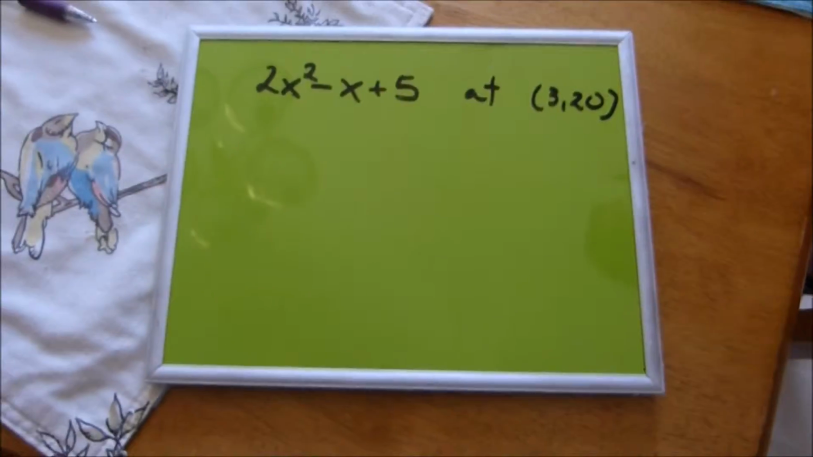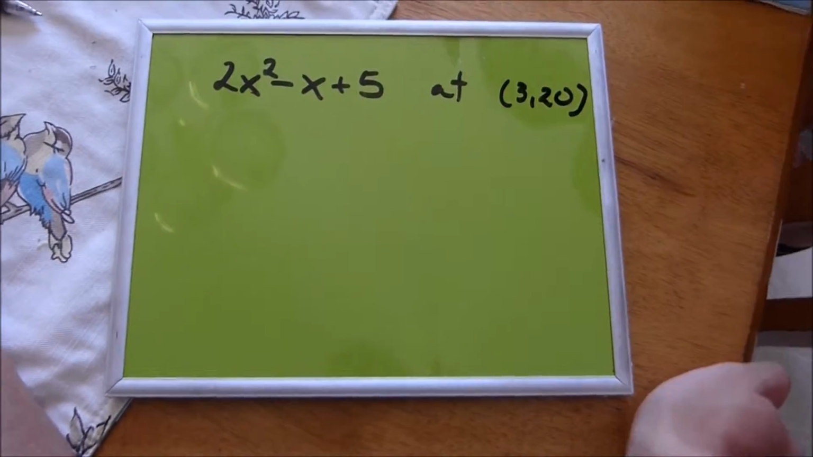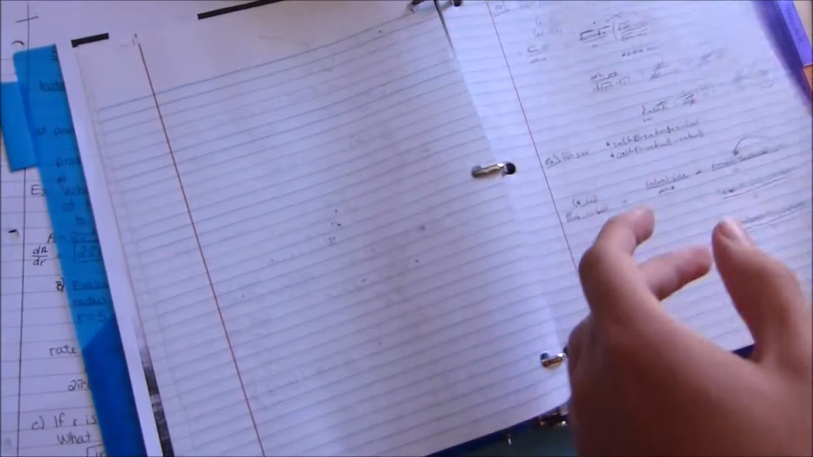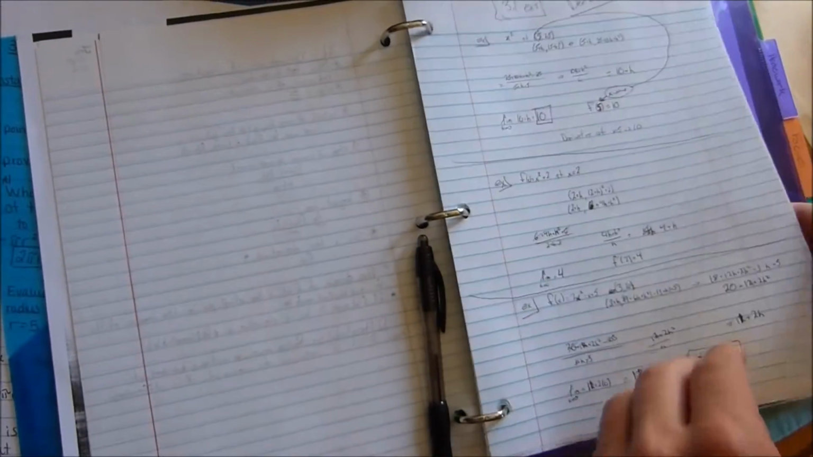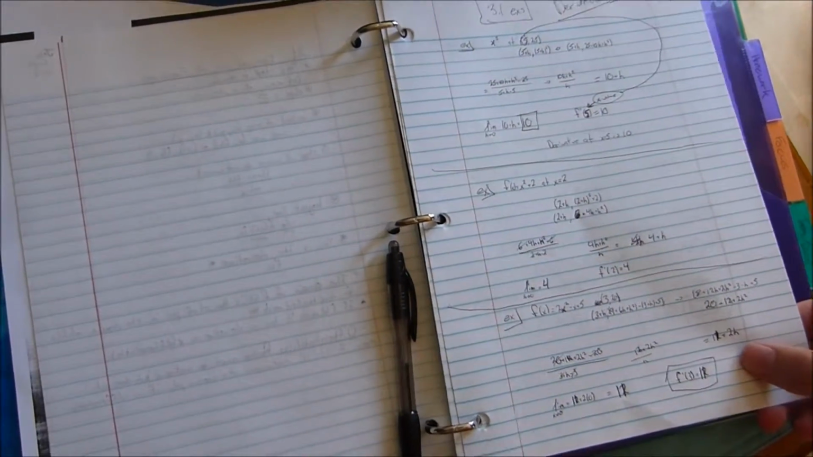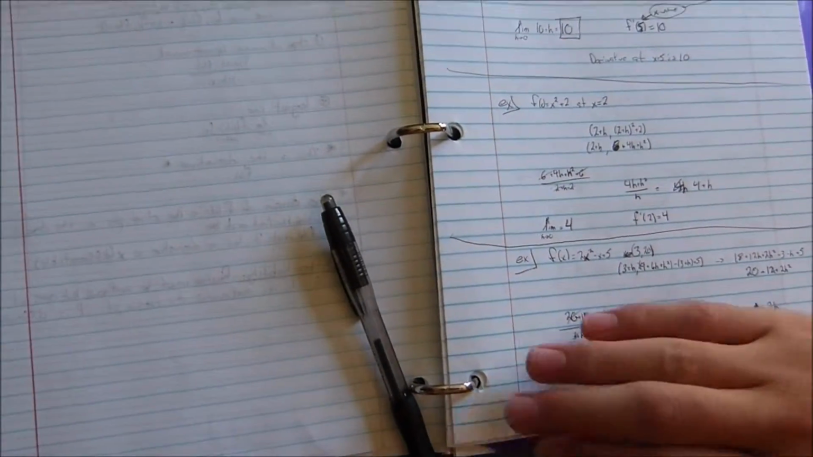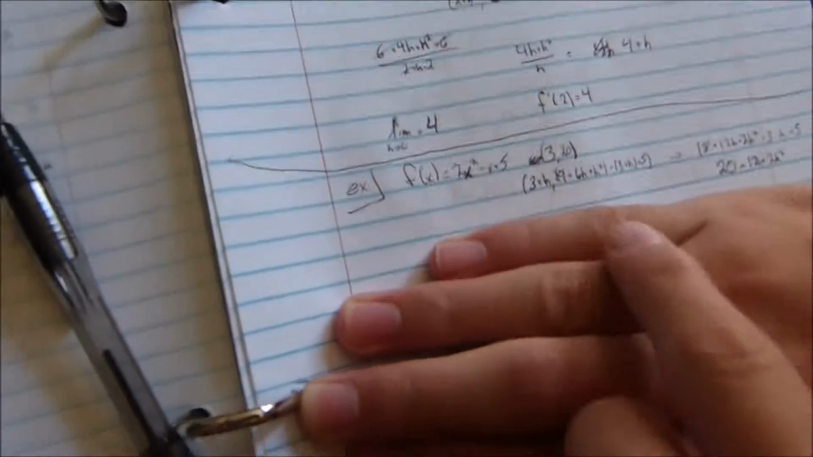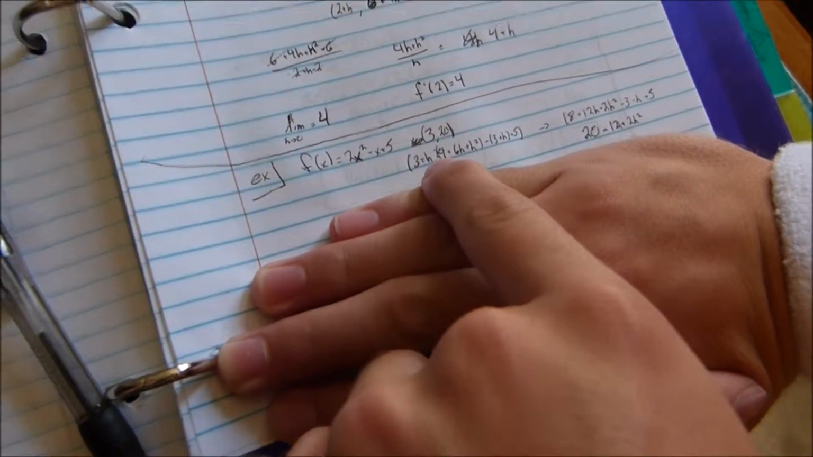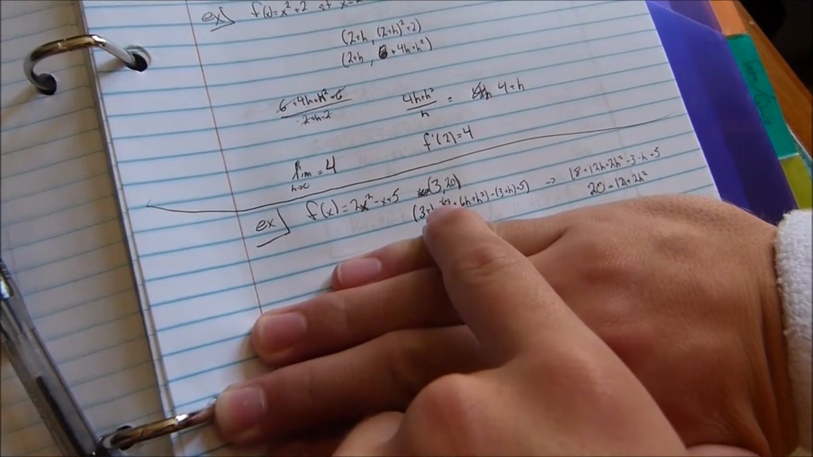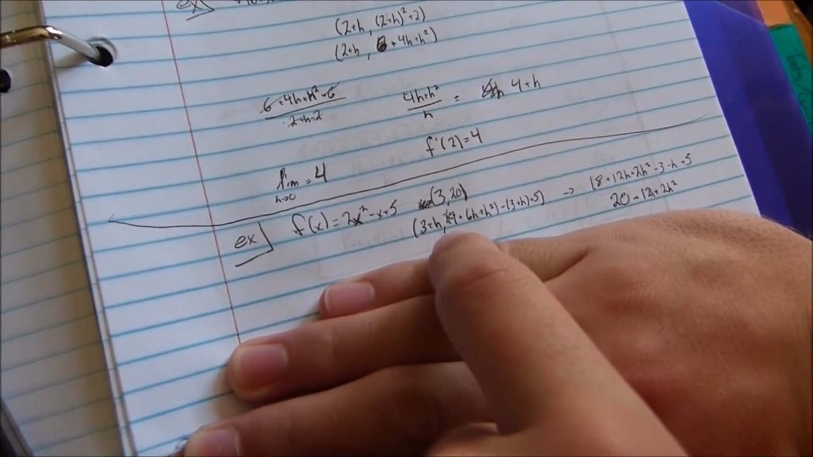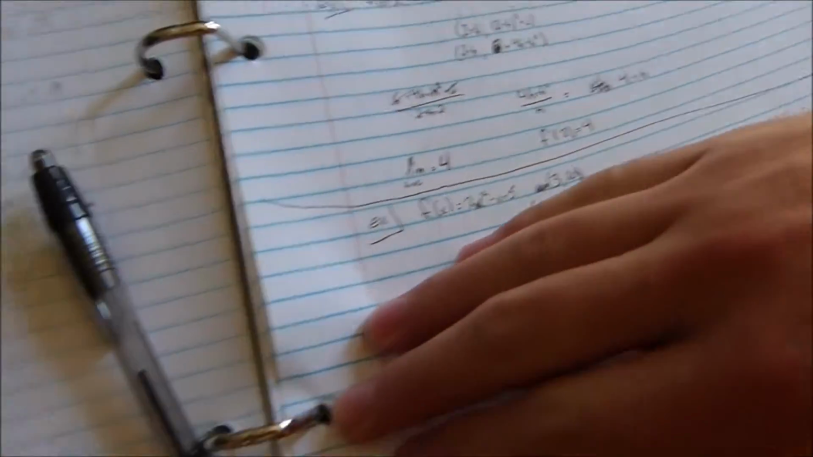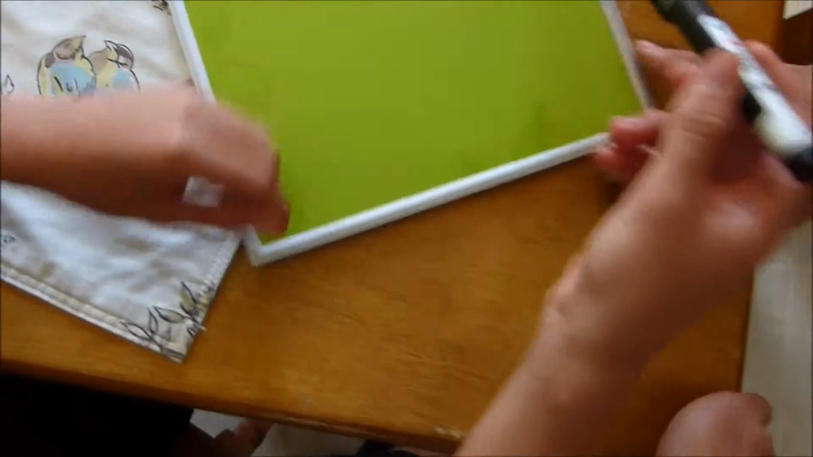All right, let's look at the notes. See if we have a problem that kind of looks like this. So it says that first step is to put 3 plus h everywhere that there is an x.